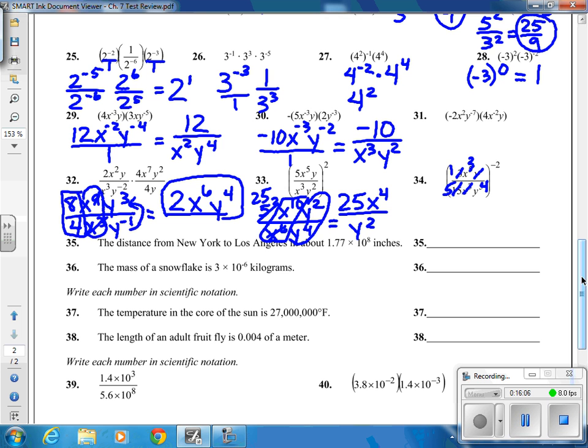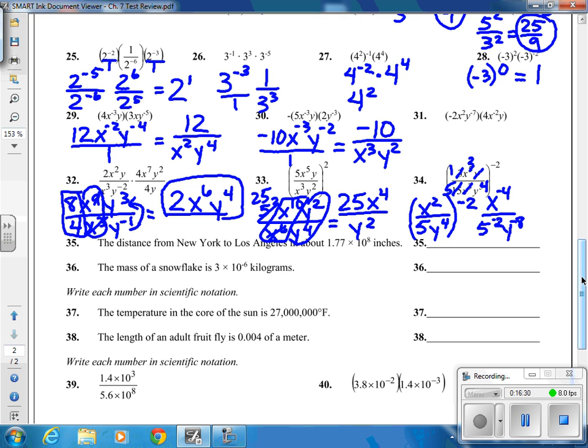Now I can give the power of -2 to everybody inside. You might want to rewrite it, though, just so it's a little cleaner to see. So right now I'm looking at x squared over 5y to the 4th, all being given a power of -2. And then you can keep going. So now I'm going to distribute to everybody. This gives me x to the -4 over 5 to the -2 power and y to the -8 power.